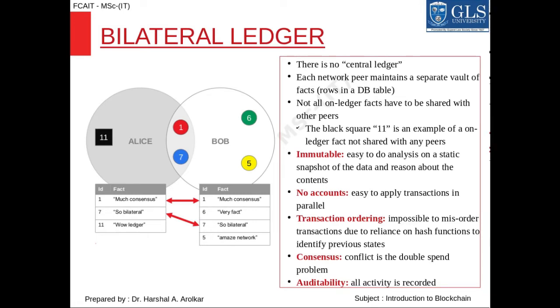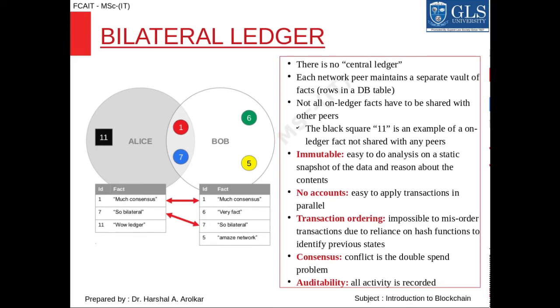Each network peer has to maintain a fact which is stored in a vault, or you can consider them to be rows of your database table. Not all on-ledger facts have to be shared with other peers, so everything may not be shared with the peers. From the screenshot, you can observe that there is a black square with number 11. This black square has not been shared with anybody by Alice, but still Alice has that record or fact in her vault or in her ledger.